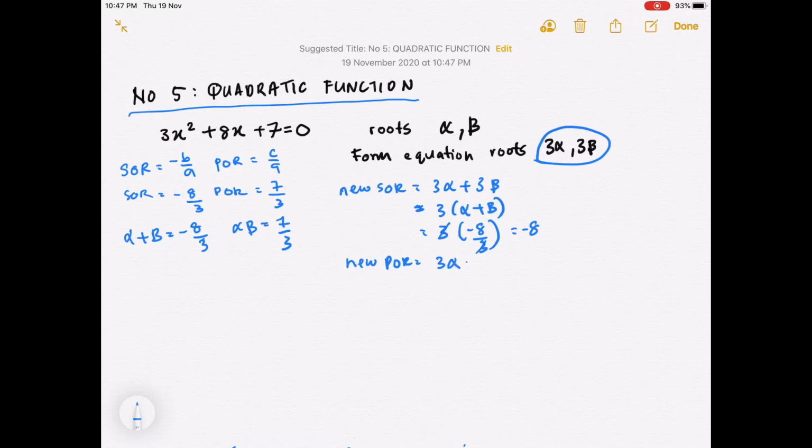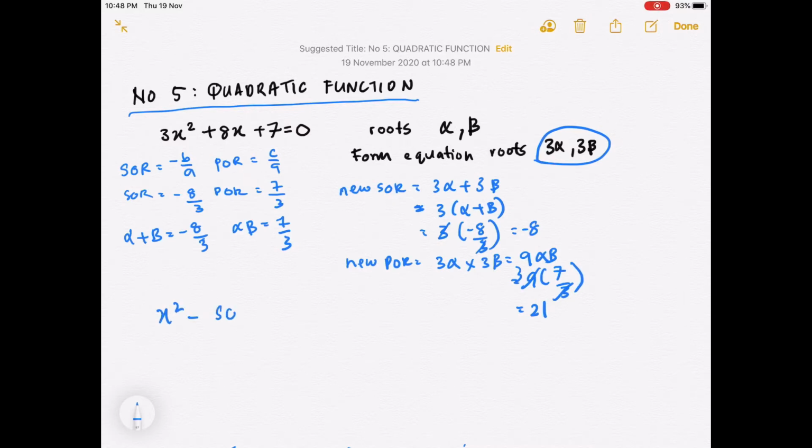So for the new product, 3 alpha times 3 beta, you have 9 alpha beta. So your alpha beta is 7 over 3. So solve it, you have 21. Okay, so new sum dapat negatif 8, new product dapat 21. So bila dah dapat ni, buat dalam template. Template kita kena hafal ni lah.